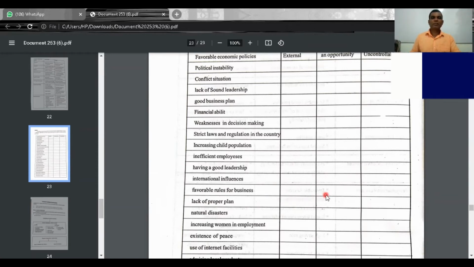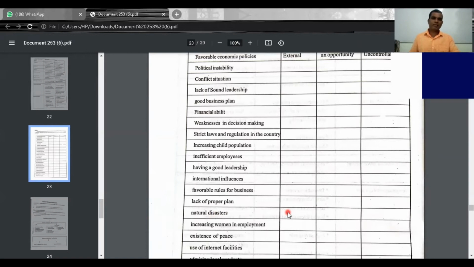Internal. As it is internal, unfavorable. Negative. A weakness. Controllable. Can be controlled by the business. Natural disasters. External. COVID cannot be controlled by the business. It is a natural disaster.